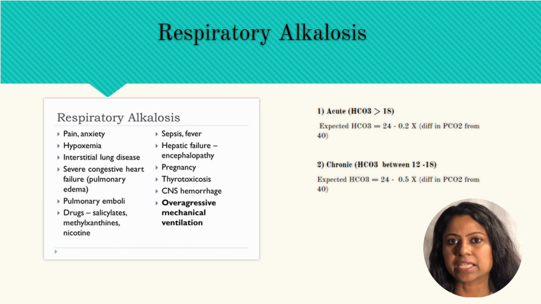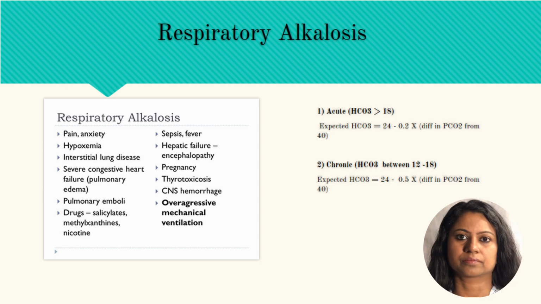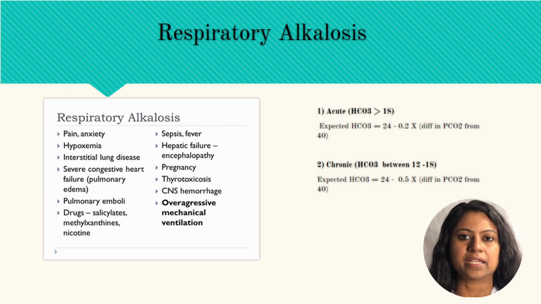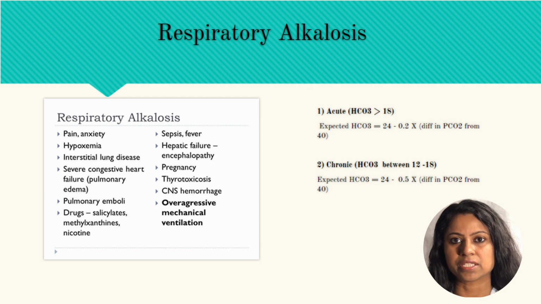Respiratory alkalosis is characterized by an increased respiratory rate, which leads to reduction in the PCO2 level to below 35 mmHg. Common causes of respiratory alkalosis include high altitude, pregnancy, and aggressive mechanical ventilation. In acute respiratory alkalosis, the bicarb is more than 18. In chronic respiratory alkalosis, the bicarb is between 12 to 18.